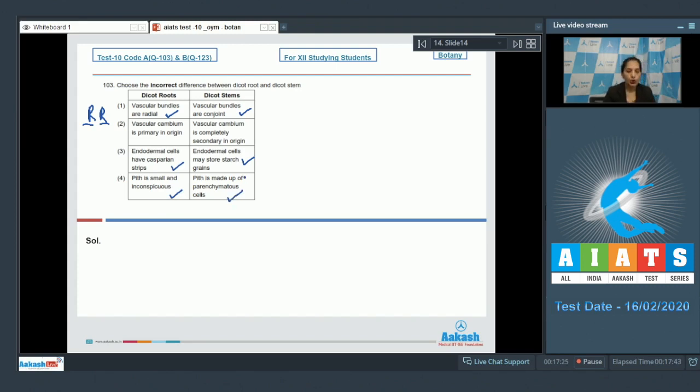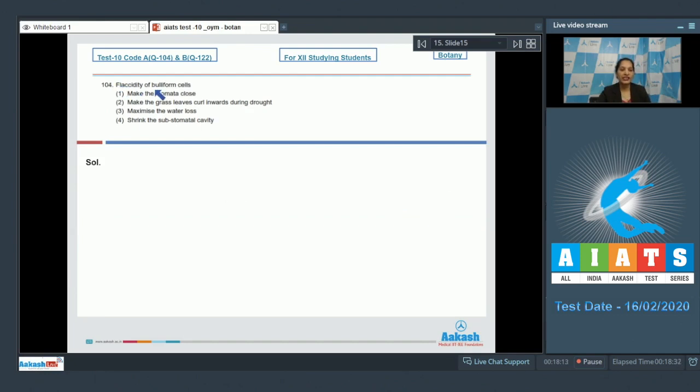It is also true. Now see the second option, vascular cambium is primary in origin. In dicot root, the vascular cambium is completely secondary in origin. So this is incorrect difference between dicot root and dicot stem, because in stem it is written that the vascular cambium is completely secondary in origin. Instead, it is partly primary and partly secondary in origin. So the correct option for the given question is option number 2. Let's move to the next question.